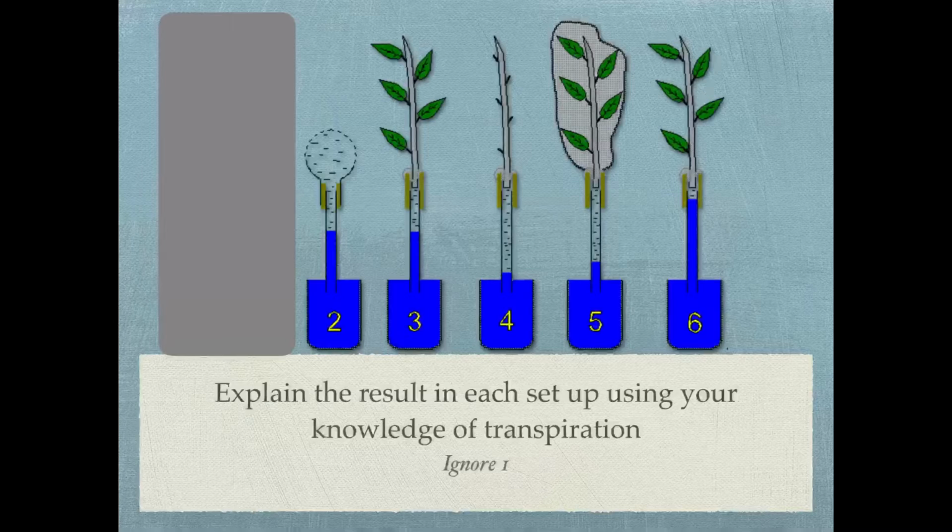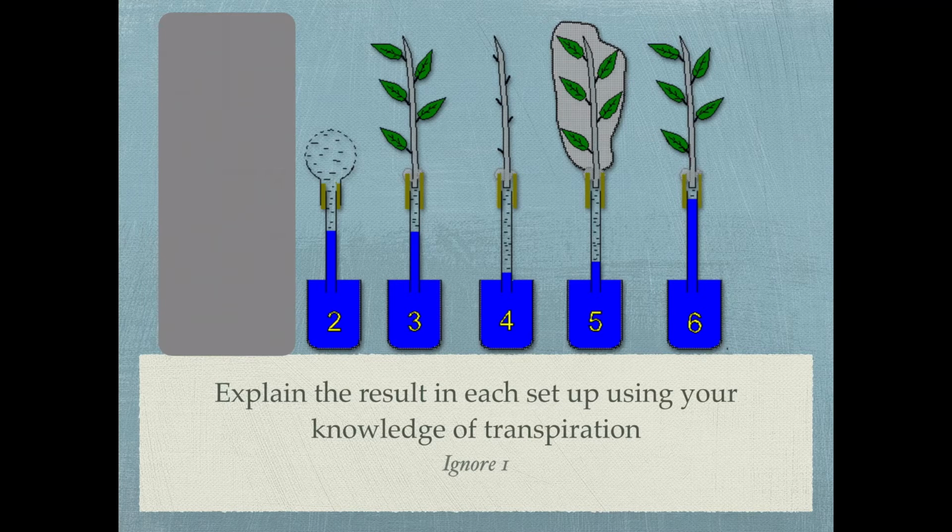So number 2, the water moves up a little bit because you put a tube in. The water will move up into that tube, but it will just stay there because there's nothing using the water up. In number 3, that has leaves, so the water should keep travelling up into the plant and it will start being lost through the leaves. So we'd expect the volume of water in number 3 to decrease.